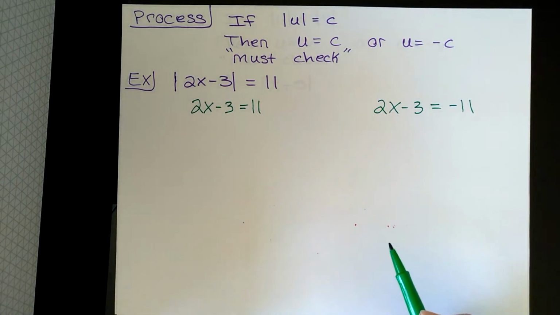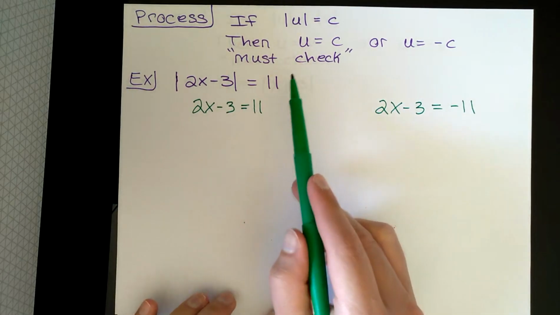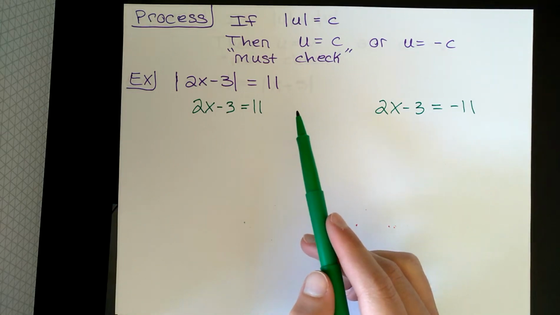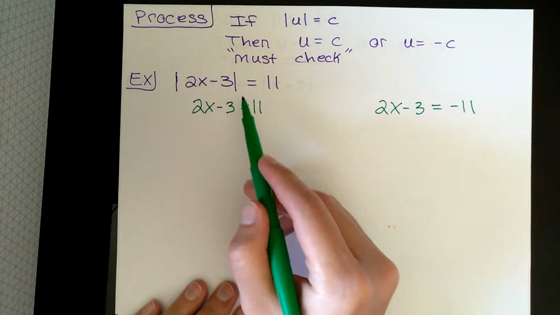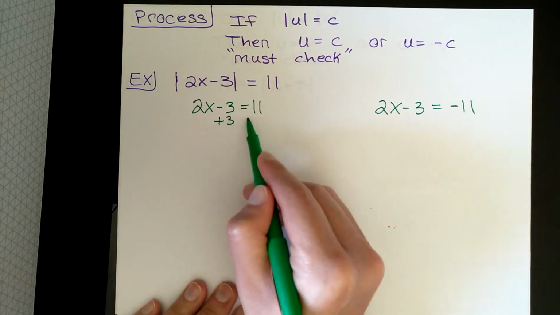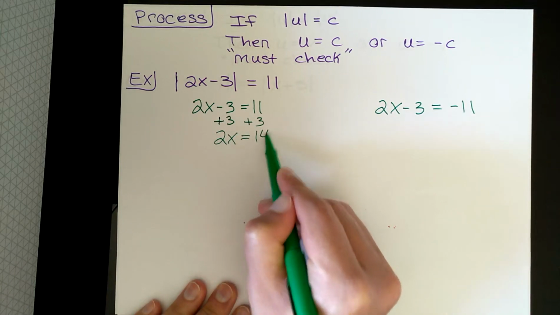But we do have to note that you must check your answers to make sure there aren't any problems that come up with the answers. So, solving this, we will add 3 to each side, which gives us 2x equals 14.